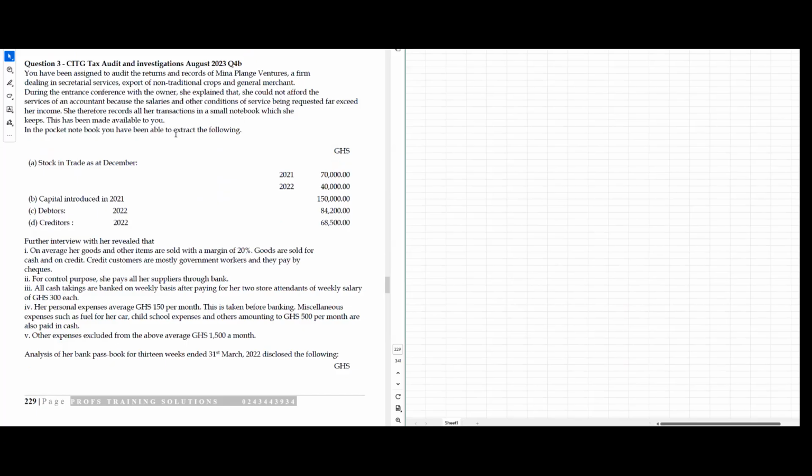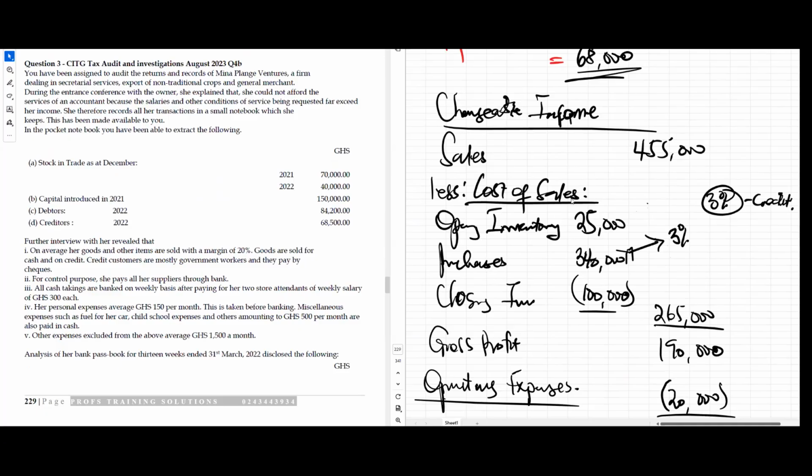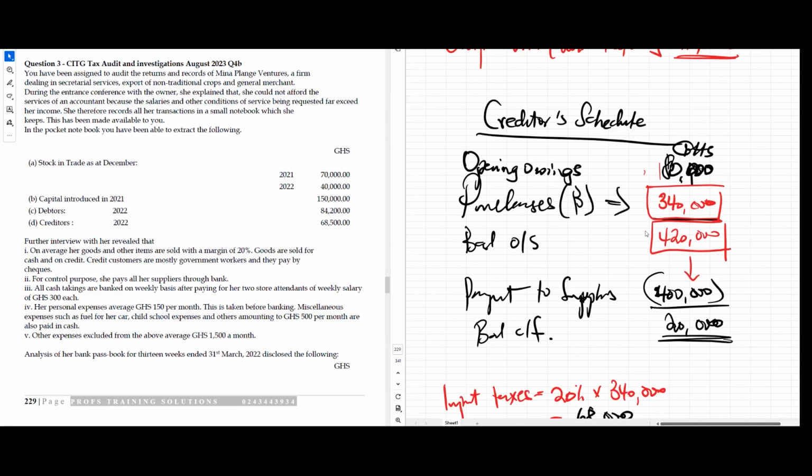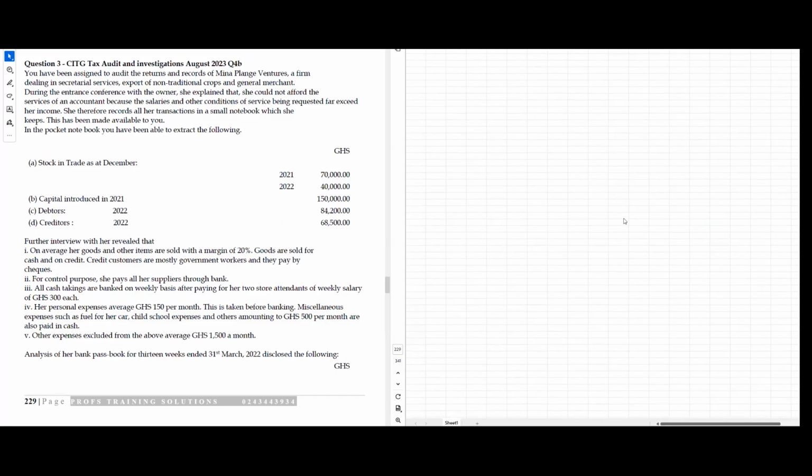Can we look at Mina Planche using the same idea? Please, can you use a T account to determine the purchases and the sales for the year? Yes, this is still a T account. I prefer the statement version. I just did a schedule because most people almost sure accounting.